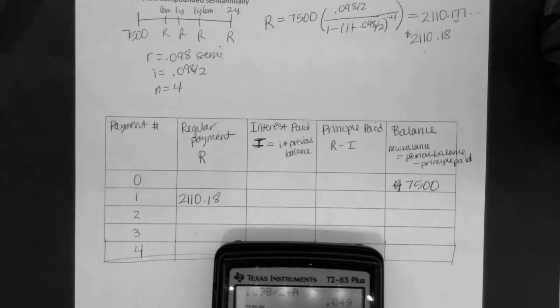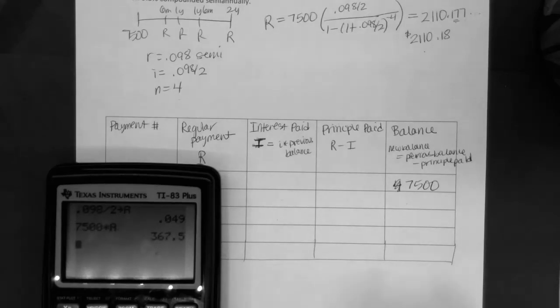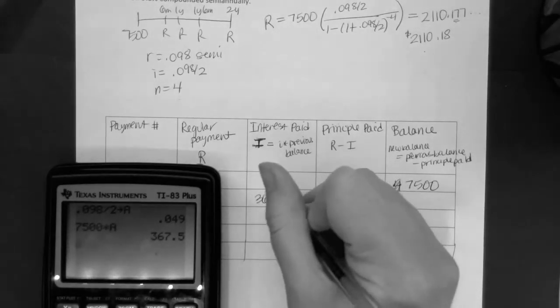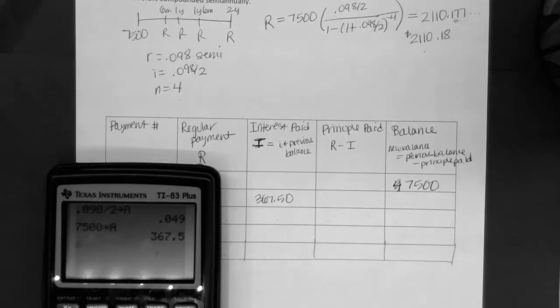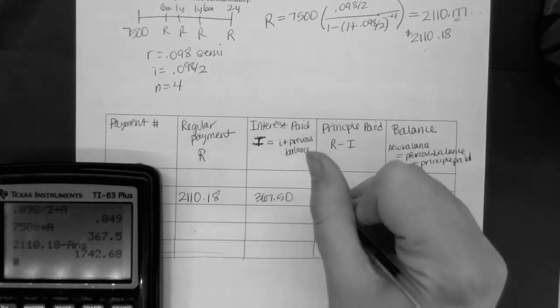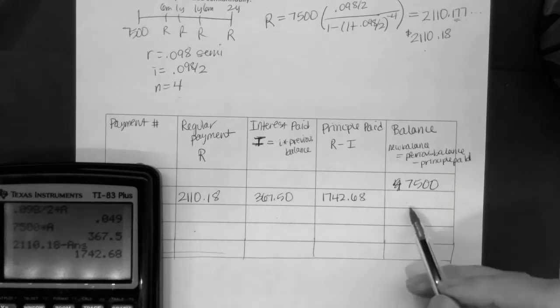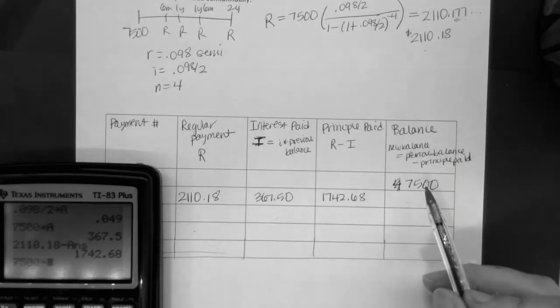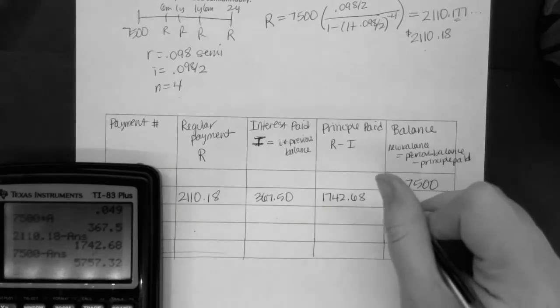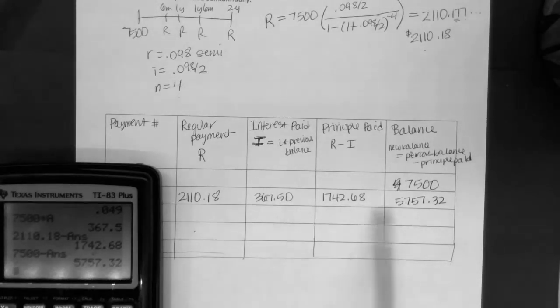So I'm going to take my 7,500 and multiply that by that rate. So we get 367.50. And now we're going to take that 367.50 and subtract off the regular payment. So 2,110.18 minus that answer. So we get 1,742.68. And then we're going to get our new balance. We're going to take the 7,500 minus that last answer we just did. So we get 5,757.32. Okay. Notice here, if I have any decimals, I'm always putting 2 decimal places because we're dealing with money, and again, money has cents to it.